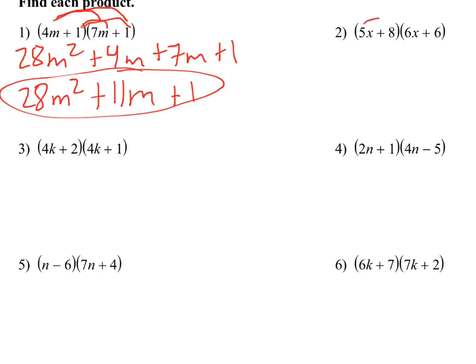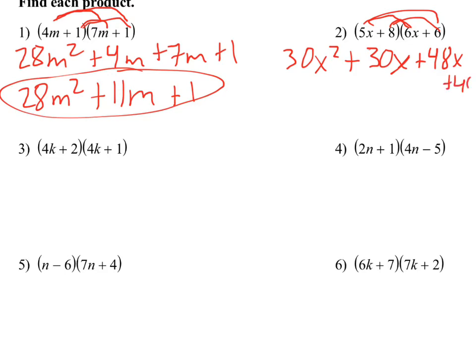Moving on to number 2, you just do 5x times both of those, and then 8 times both of them. 5x times 6x gives me 30x squared, and 5x times 6 is just 30x. 8 times 6x is going to give me positive 48x, and then plus 48.